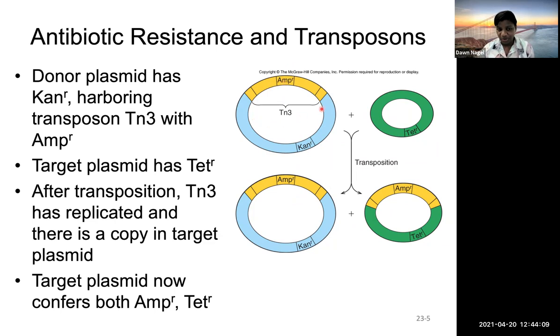This transposable element can then insert into a target plasmid. So here is the target plasmid containing another antibiotic resistance gene, tetracycline. And it can insert into this new plasmid and now provide this ampicillin resistance gene. So you now have a plasmid that's acquired a new antibiotic resistance, making it more usable and more versatile in bacteria. So it can provide some useful benefit to the bacterial host.